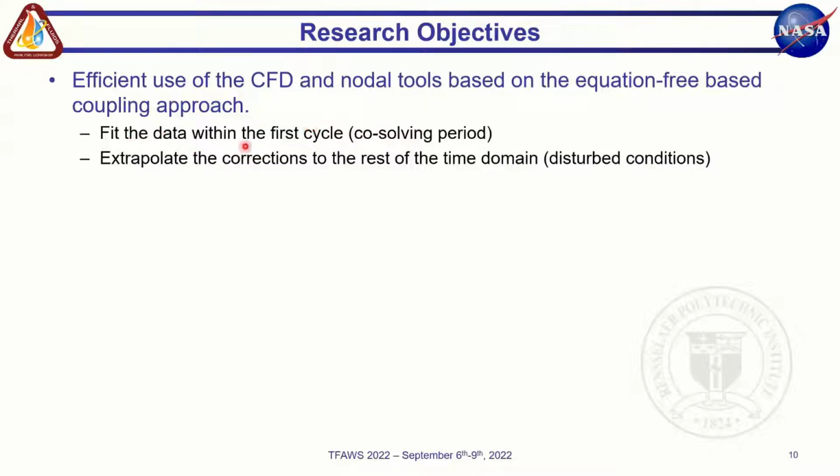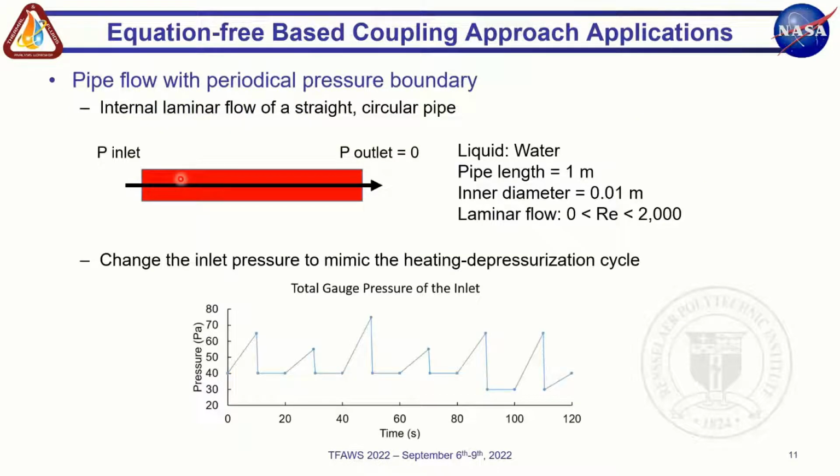So first, we're going to fit the data within the first cycle, the co-solving period, or within a short time period at the beginning, and then we're going to extrapolate the corrections to the rest of the time domain with disturbed conditions. Our first example is a pipe flow with periodical pressure boundaries. It's an internal laminar flow in a straight circular pipe, and the liquid is water. We design a periodically changing inlet pressure to mimic the heating and depressurization cycle. This is the total gauge pressure at the inlet. To demonstrate the ability of this approach, we change the starting point and the ending point of this pressure curve, and we keep the outlet pressure equal to 0 for the entire problem.